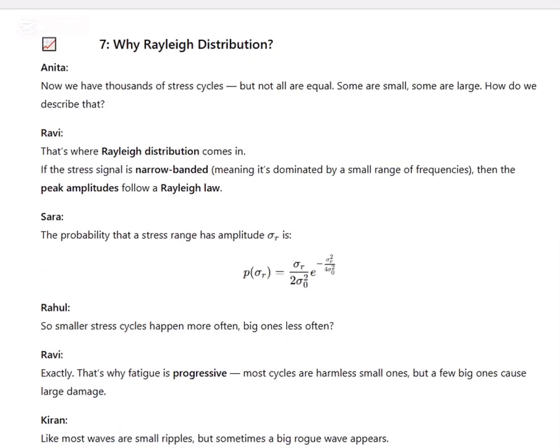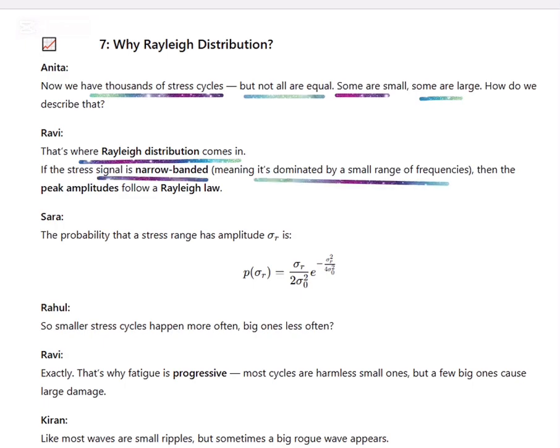So why Rayleigh distribution? Now we have thousands of stress cycles, but not all are equal. Some are small, some are large, and how do we describe that? That's where Rayleigh distribution comes in. If the stress signal is narrow banded, meaning it's dominated by a small range of frequencies.